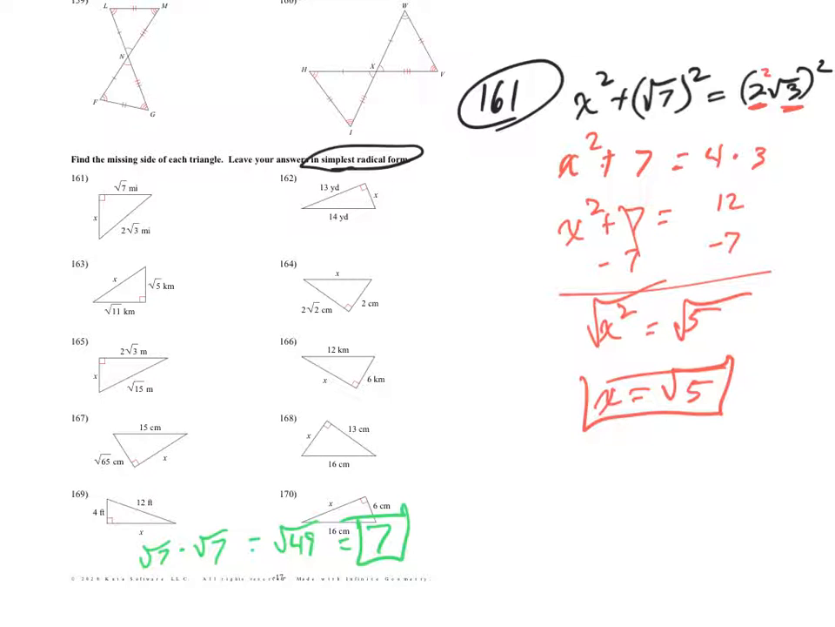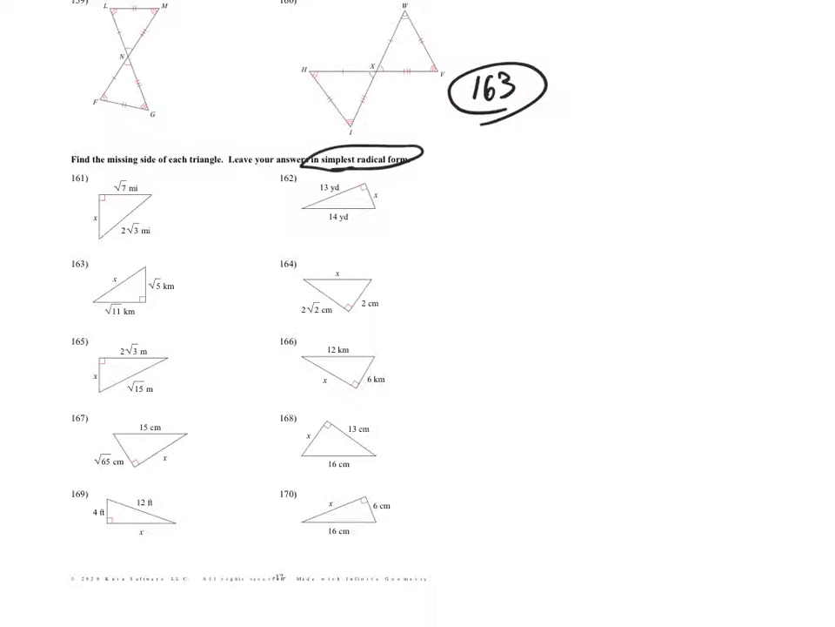All right. Let me do another one here with the radicals. I think the ones without the radicals we're okay with, but let me do another one with the radicals. Let's look at 163. On 163, x is my hypotenuse, so what I have is my 2 legs. So I've got the square root of 5 squared plus the square root of 11 squared equals x squared.